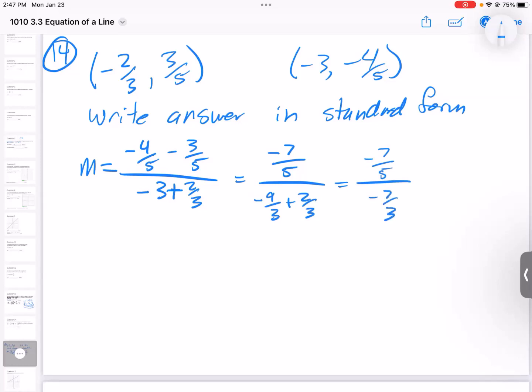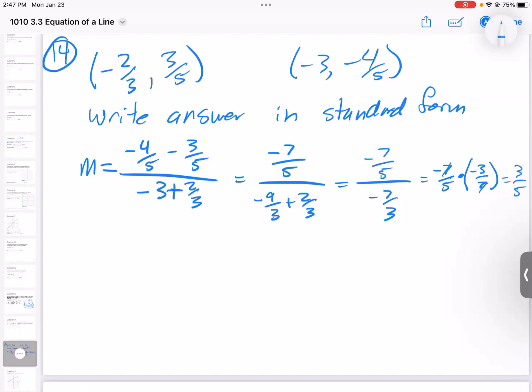And then whenever you divide fractions, you can think about them as multiplying the reciprocal. So you could think about this as being -7/5 times -3/7, because that's the rule for dividing fractions. And in this case, the 7 divided by 7 cancels out. -1 times -3 is +3, and 5 times 1 is 5. And so the slope in this case would be 3/5.